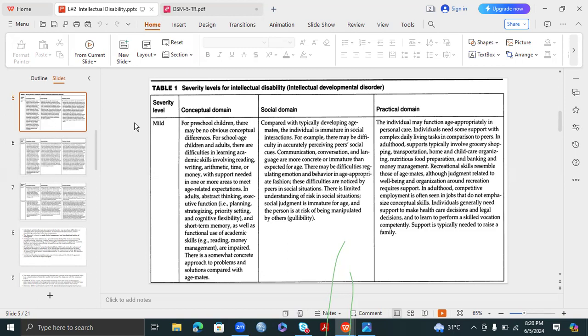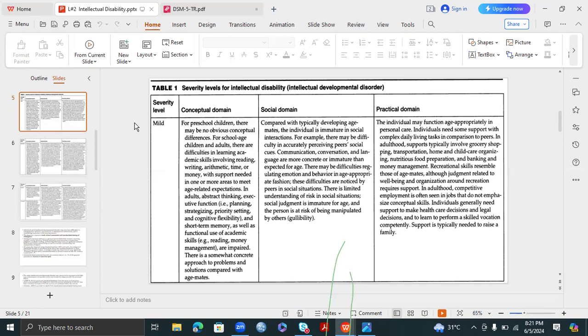So sometimes they are actually at very high risk of gullibility, of being manipulated by others, because they are emotionally, unfortunately, very sensitive, or you can say not very age-appropriately compassionate. All right. So here comes the third domain of intellectual disabilities, and at the level of mild, the individual may need some support with complex daily living tasks in comparison to their peers.